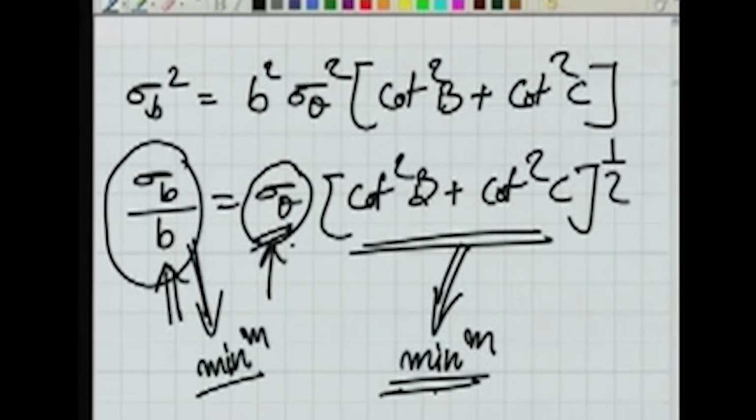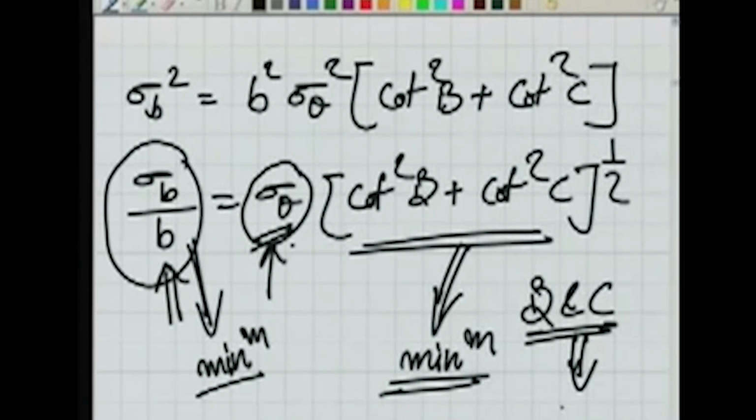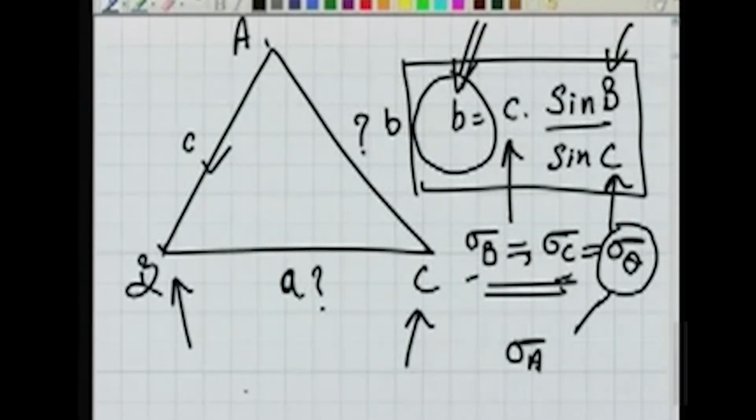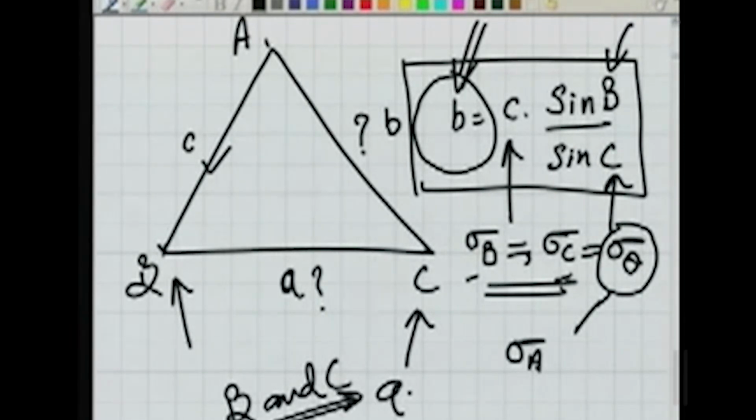Now cot square B plus cot square C will be minimum when both B and C approach 90 degrees. So what we end up with? We end up with a situation where, if you look at our triangle, we want now both B and C to approach 90 degrees, so that the error in computation of b will be least.